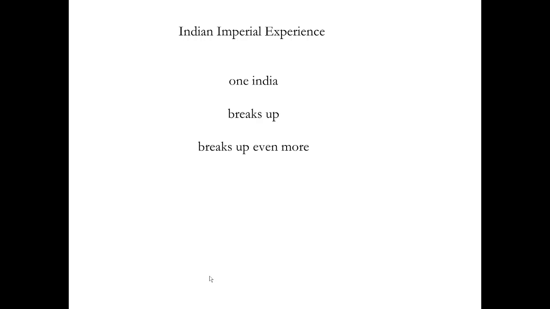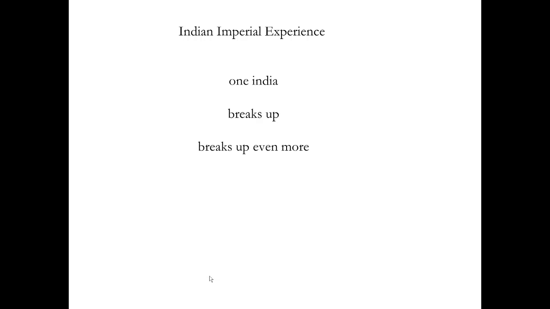But it was one kingdom. It was one Raj, R-A-J. In 1947, it broke up. And it broke up into Pakistan, India, Nepal, Bhutan, Sri Lanka. Five pieces, right?